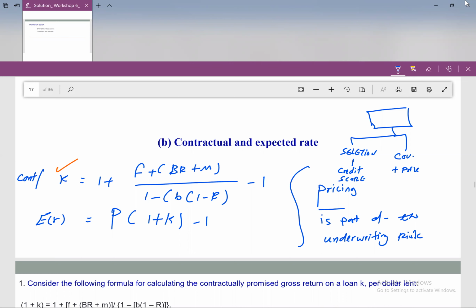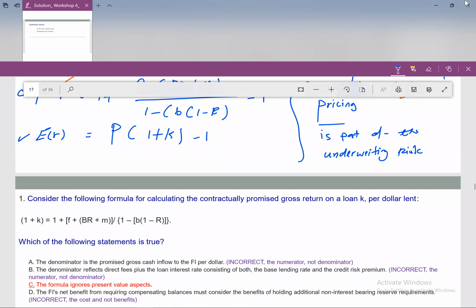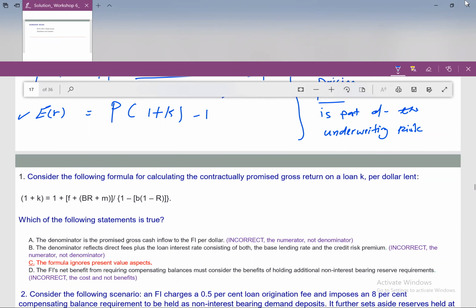This is the contractual one. For the bank, when we do the contractual, we know that at the end of the day, we will only receive this, okay? So this is the single loan. And then we have what we call the operational, and we didn't talk about the operational, but most of our work here in week 7, we are talking about this issue and this issue, okay? Now, here, consider the following formula for calculating the contractually promised gross return on loan K per dollar, which is this one. Which of the following statements is true?